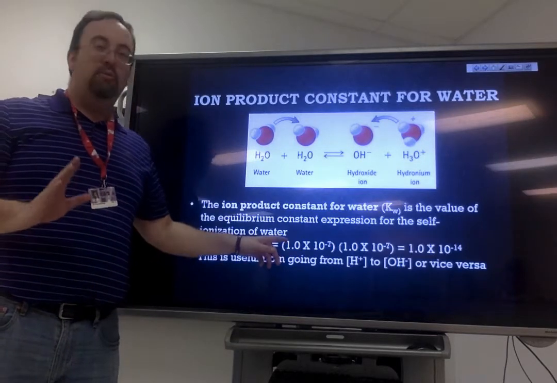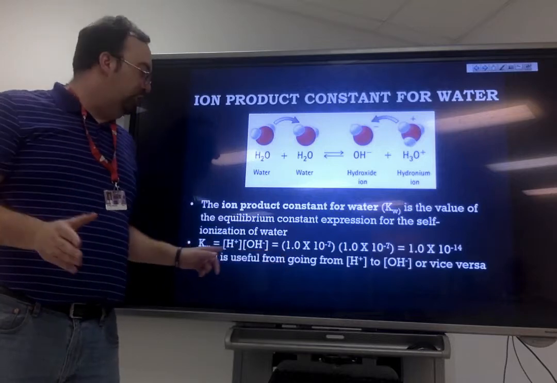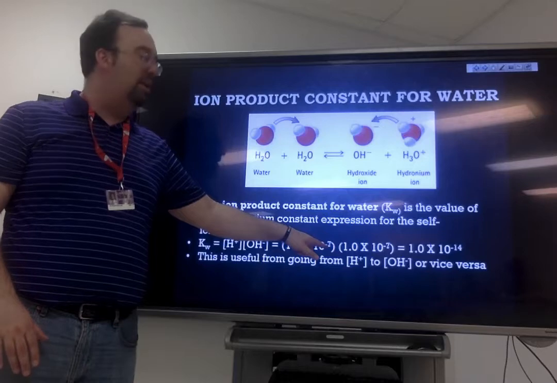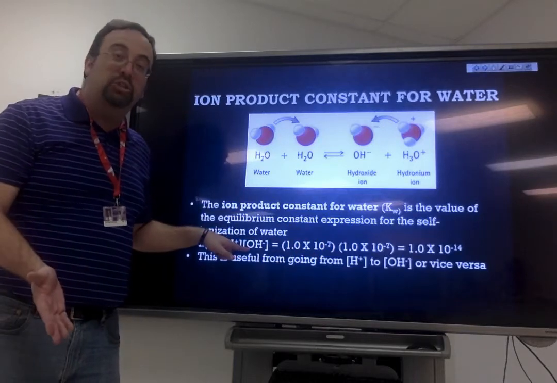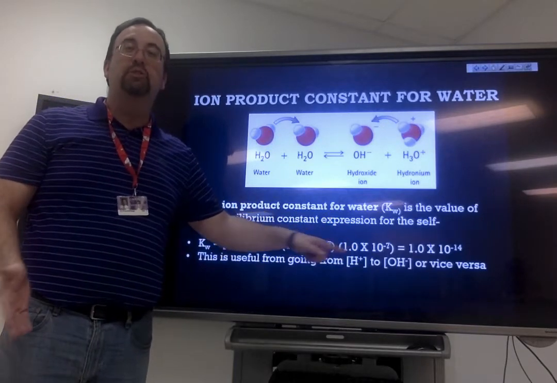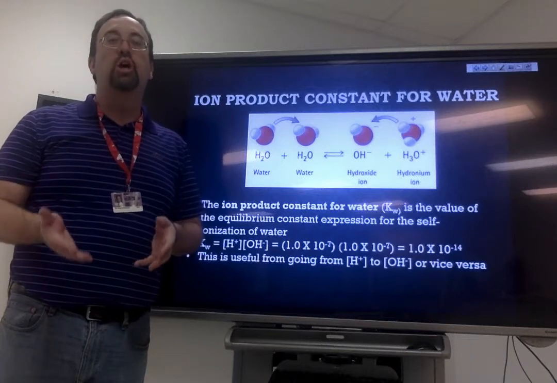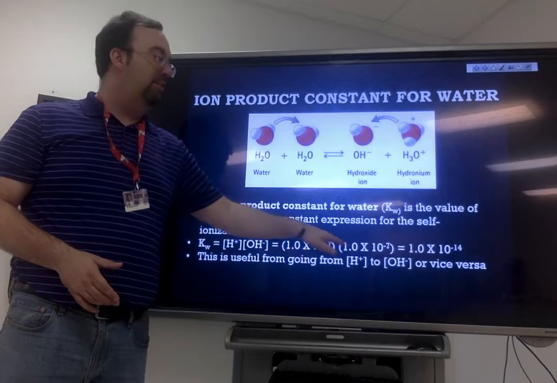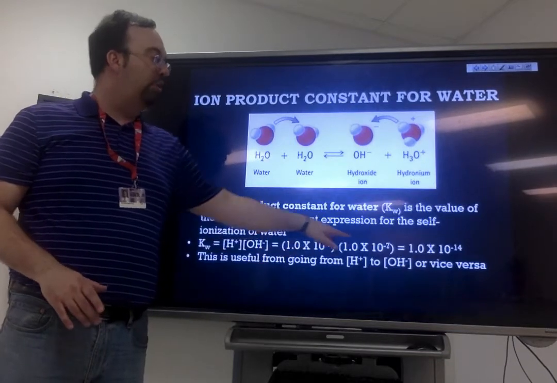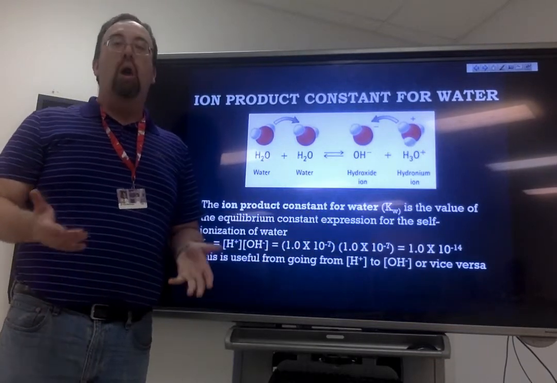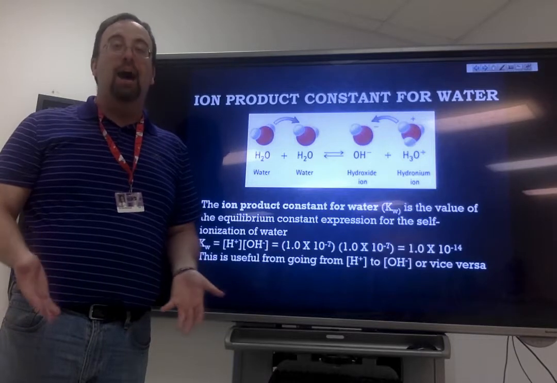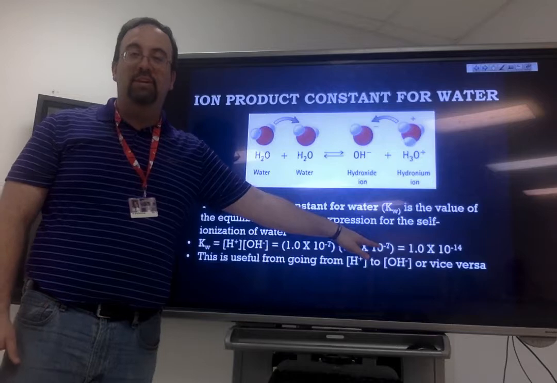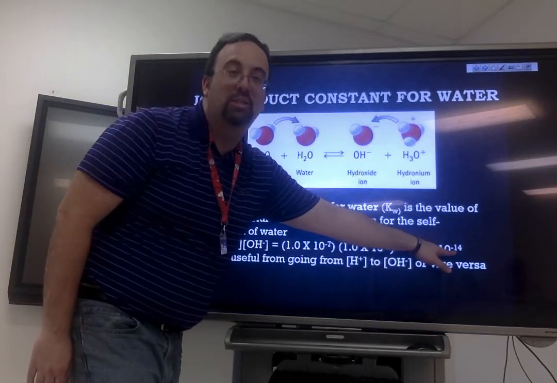And so for normal water, the hydrogen ion concentration is 1.0 times 10 to the minus 7. The hydroxide ion concentration is also the same because, remember, under normal conditions, water should be neutral. So these numbers should be the same. And so when we're multiplying exponents together, what we're actually doing is we're adding up. So we have a -7 plus another -7 gives us a -14.